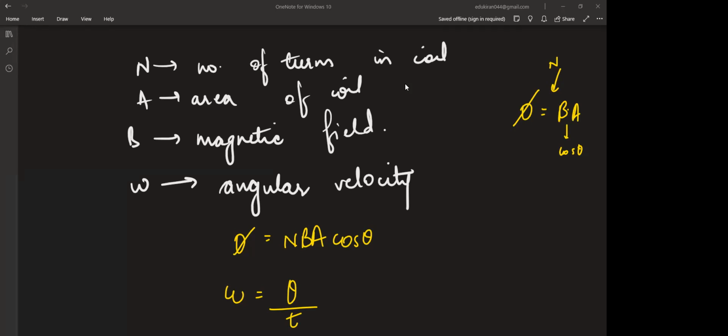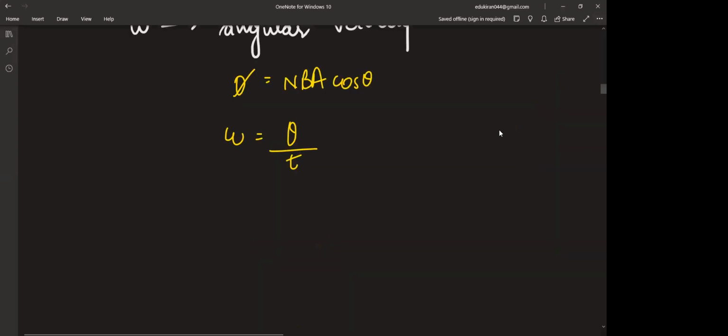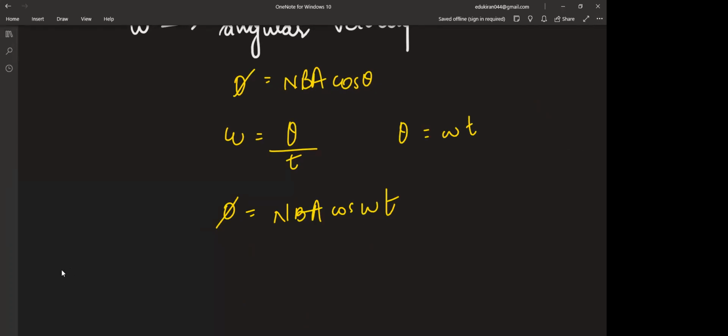Okay, anyway, this is easy. For those who have forgotten, linear velocity is equal to linear displacement by time. Similarly, angular velocity is equal to angular displacement by time. So from here, theta is equal to omega t. So the equation becomes NBA cos omega t. Now you can see flux depends upon omega and also upon time.